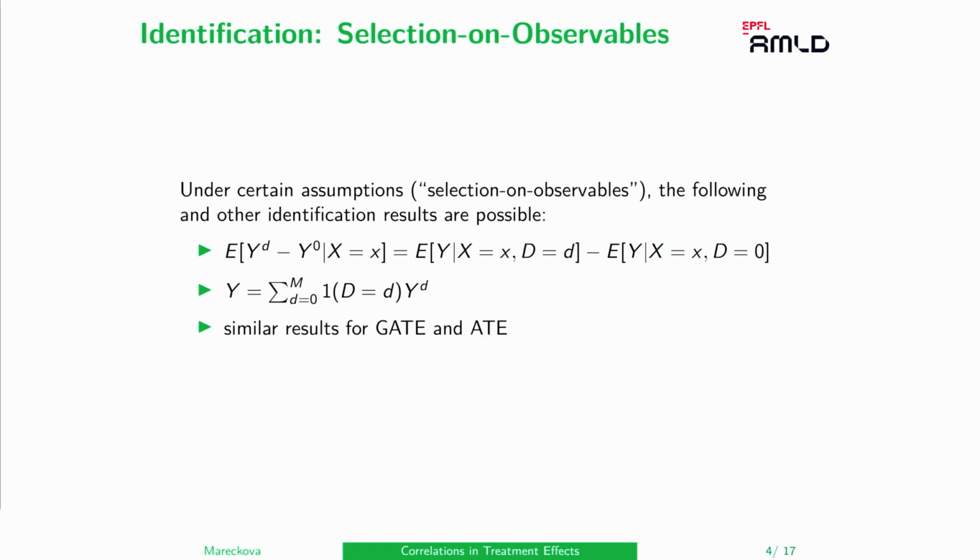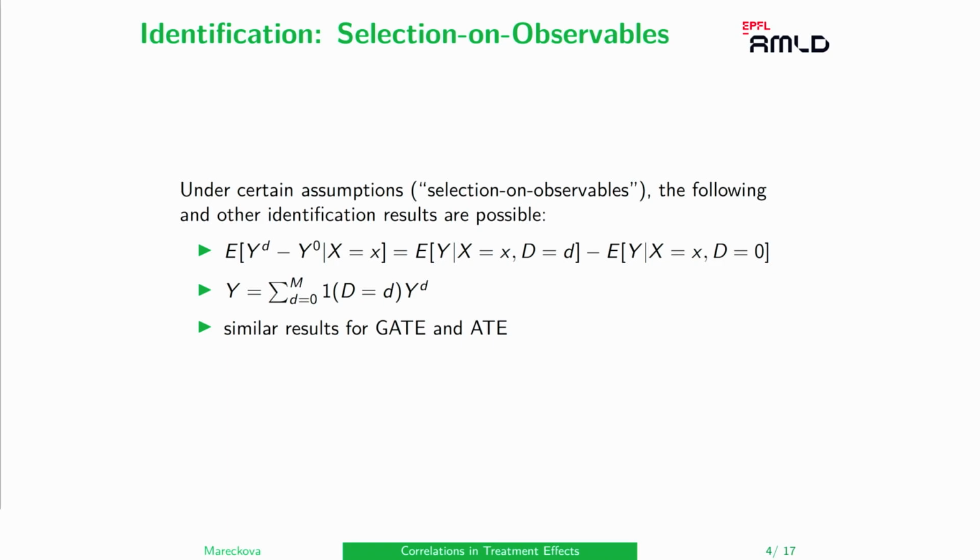So under the 4 assumptions of this selection on observables framework, we can now rewrite the individualized average treatment effect into the difference of these 2 expected values that you see on the slide. And now Y is defined as the observed Y of the unemployed individual.